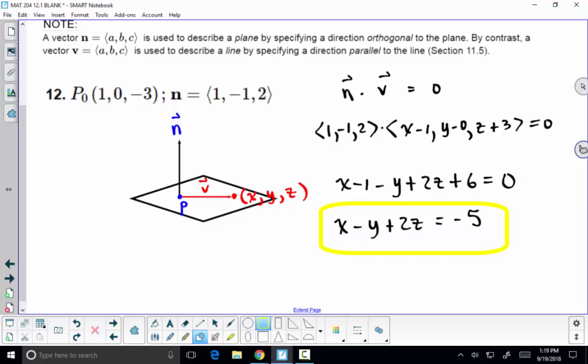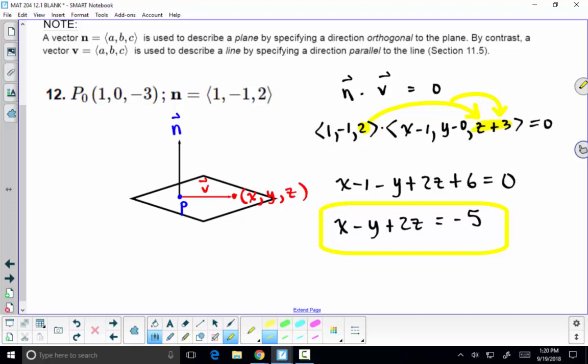We got 2z plus 6. Is there a plus sign between the 2 and the z? No, I distributed, so when we do the dot product, this guy is being distributed to that, so that 2 has to be multiplied by both the z and the 3. I missed that y minus 0 part.